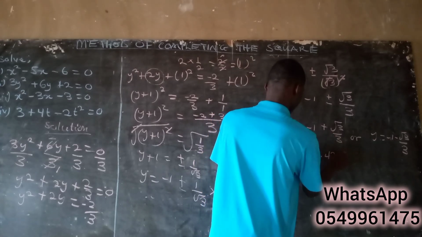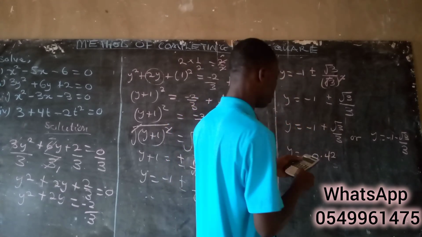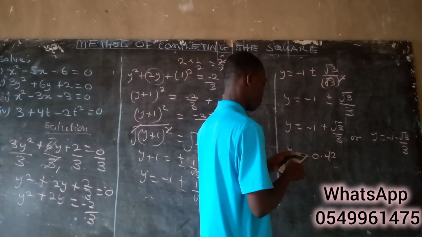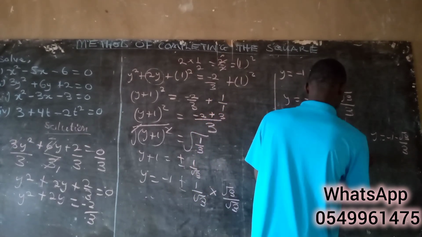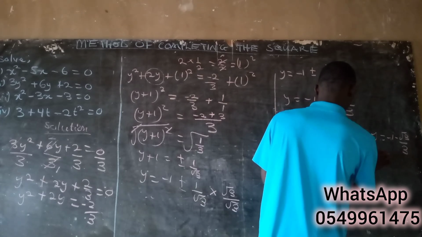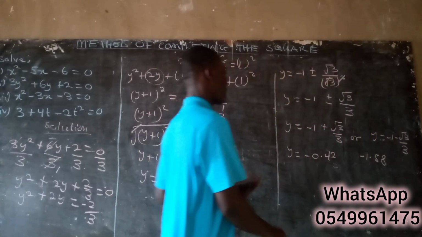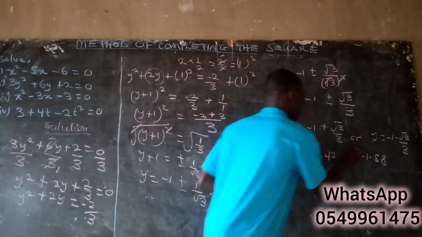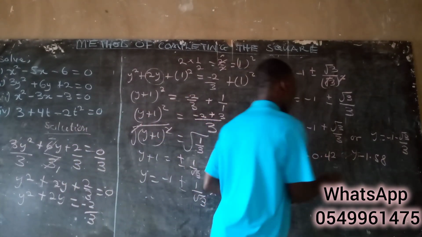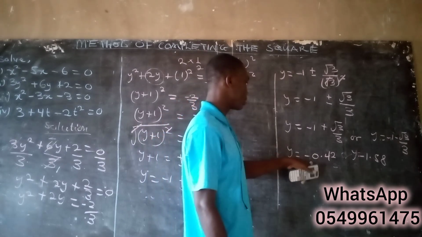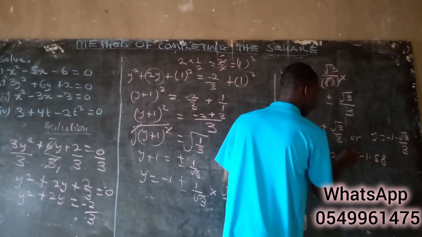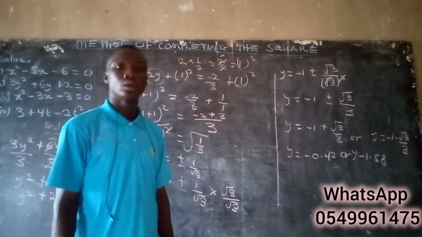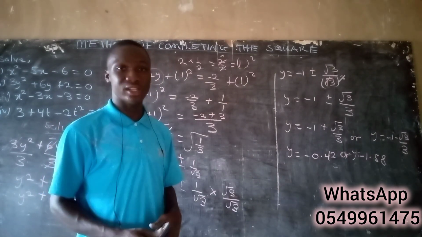negative 0.42. Let's end here. And for this one, if it becomes minus, we have negative 1.58 as our answer. So now this becomes the value of y. So y is equal to negative 0.42, or y is equal to negative 1.58.